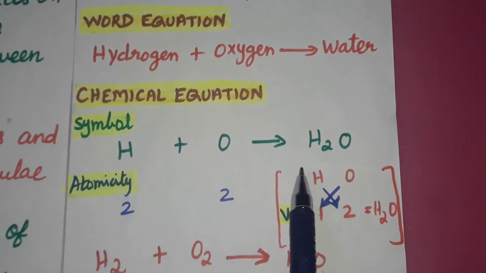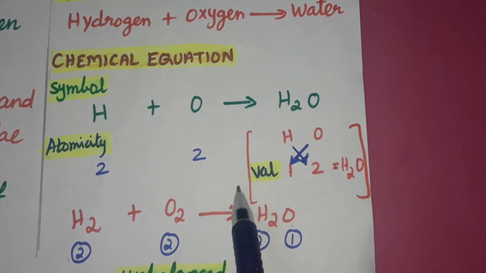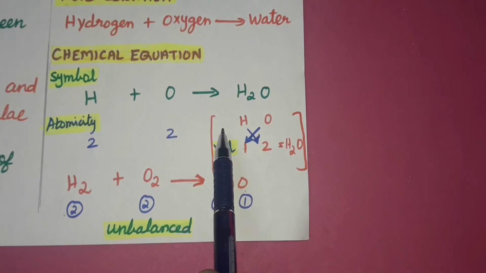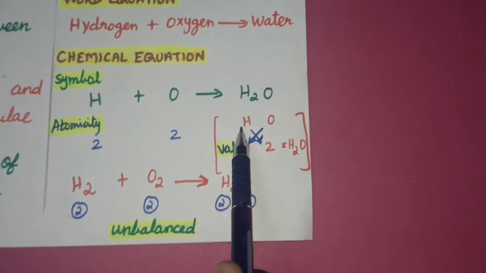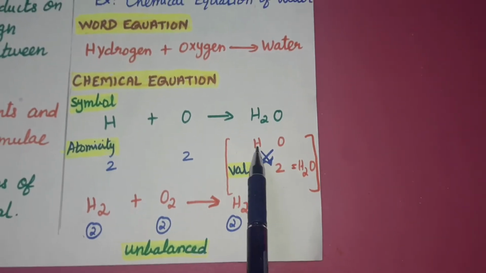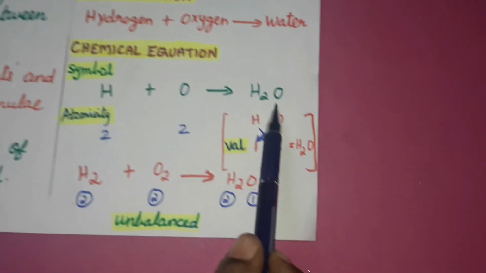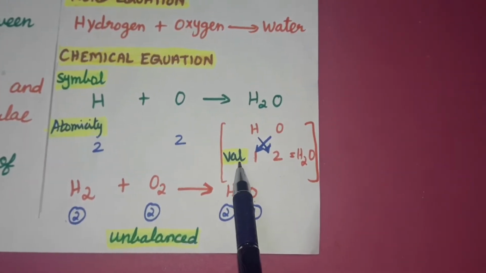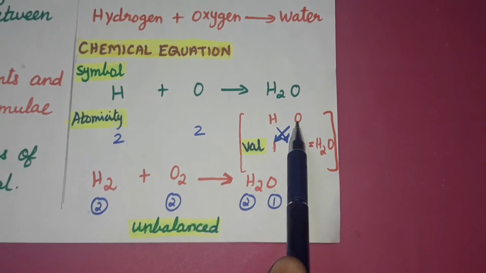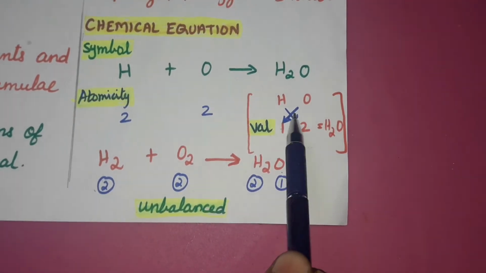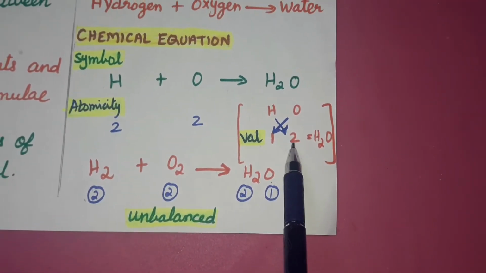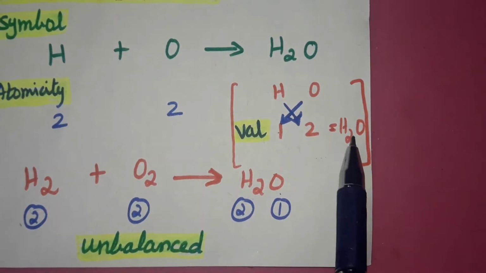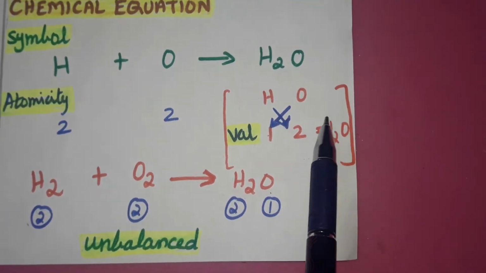We have already studied how to write the chemical formula of water. Let us revise one more time. First, we have to write the chemical symbol of the elements. That is hydrogen as H and oxygen as O. Then we have to write the valency of the elements. So the valency of hydrogen is 1 and oxygen is 2. Then we have to crisscross the valencies. So 2 is the subscript of H and 1 is the subscript of O. So the chemical formula of water is H2O.